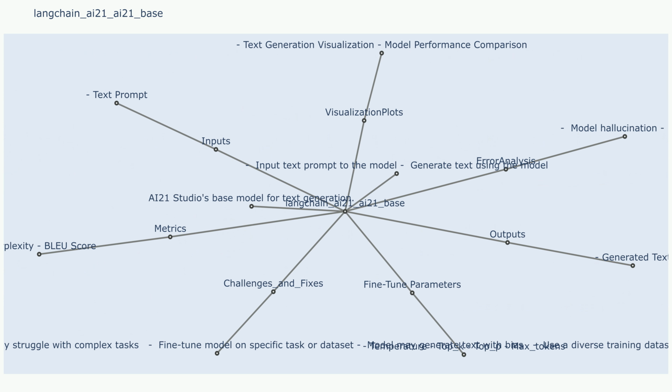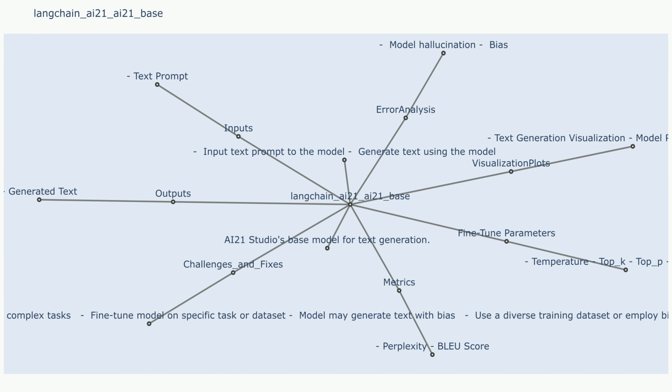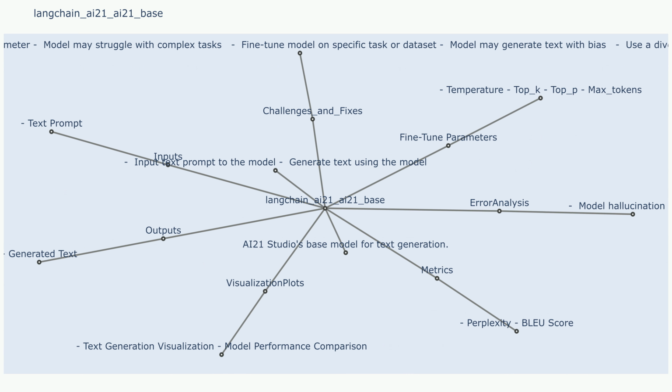Uncertainty methods. Bayesian methods. These methods could be used to assess the model's uncertainty about its predictions based on the input prompt. Challenges and fixes. Challenge 1: prompt engineering can be complex, and crafting effective prompts for the AI21 base model requires careful consideration.